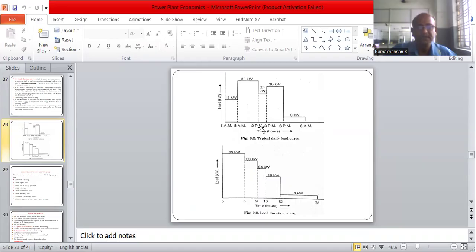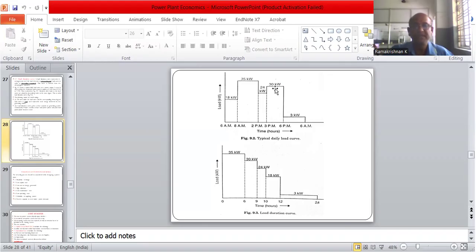The above diagram shows the load curve for 24 hours, from 6 a.m. to 6 a.m. Here the maximum demand is 35 kilowatt. For the load duration curve, the maximum demand is considered first. So 35 kilowatt is for a time period of 6 hours, that is 8 a.m. to 2 p.m.